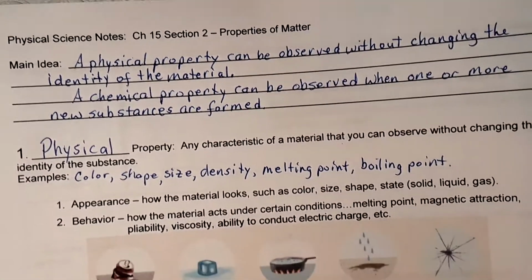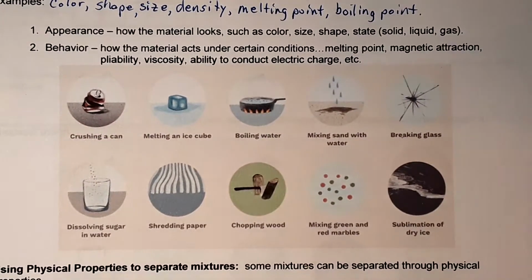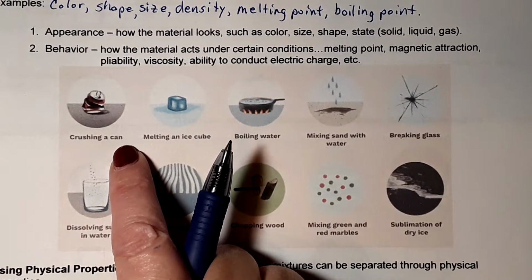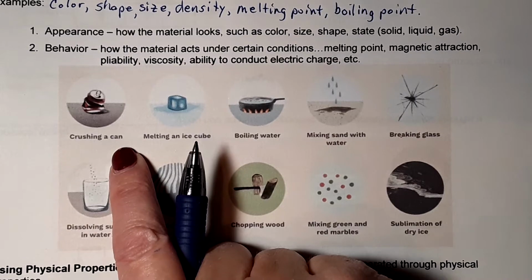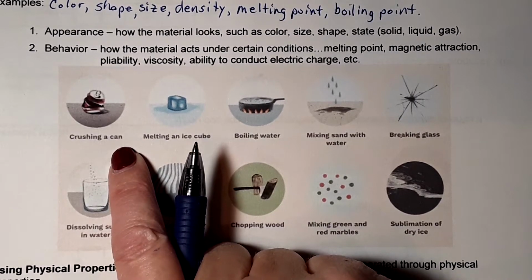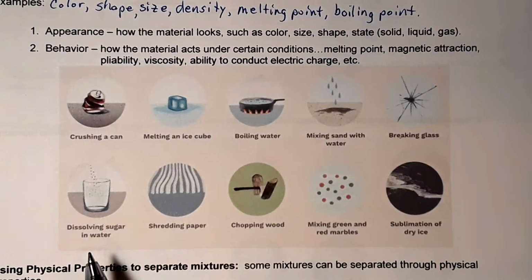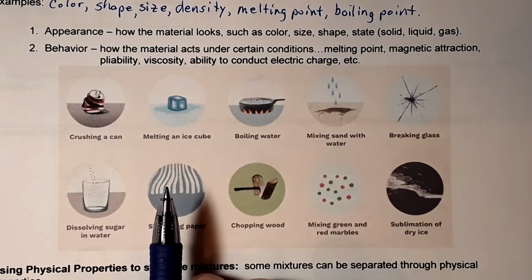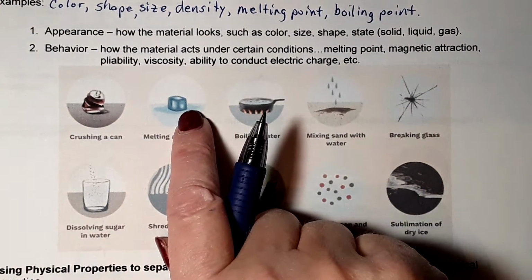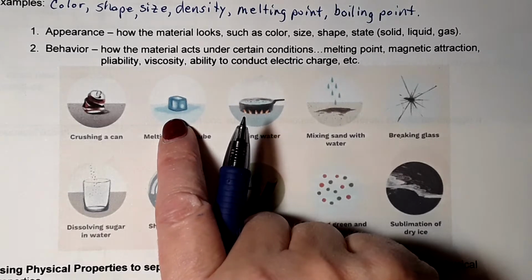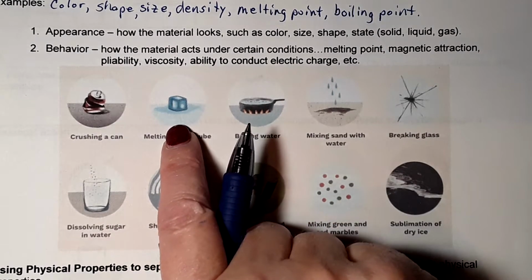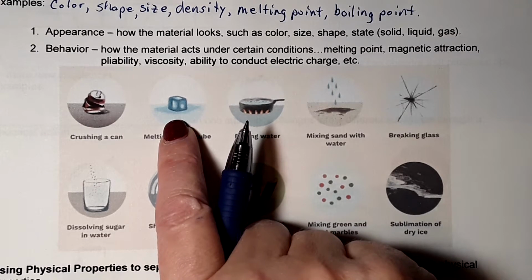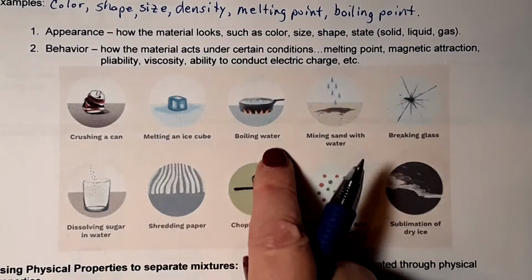And I've got a nice picture right here with some examples on it, like crushing a can. If you crush a soda can, you haven't changed it to a new thing. It's still a soda can, it just has a different shape. Melting an ice cube. It's frozen water, but when it reaches the melting point, the molecules of the water begin to slide against each other. They're still water molecules, they're just in a different state. They're in a liquid rather than a solid state.